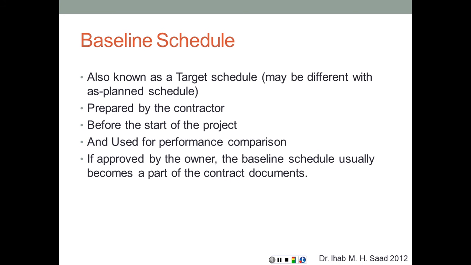So the baseline is also known as the target schedule, as we just mentioned, and it may be different from the as-planned schedule. So we keep updating that basically due to contractual changes, for example, that have shown up after we have signed the contract and things like that. It's going to be prepared by the general contractor usually to incorporate all the schedules developed by the subcontractors and suppliers, and it has to be developed before the start of the project, because as we mentioned, in most cases this is going to be a contractual document that everyone is going to be using in the future. It's going to be used for performance comparison, and if approved by the owner, it becomes a part of the contract documents.